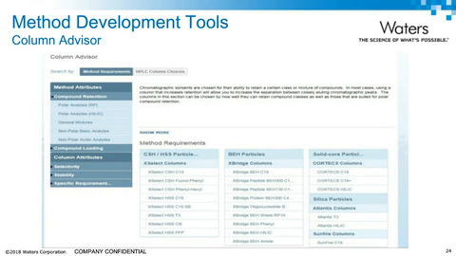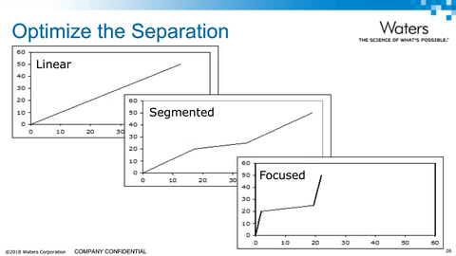We're all familiar with linear gradients, and we can use gradients to optimize a separation. Linear gradients, as we all know, start with a low percentage of B and go to a high percentage of B in a pretty regimented way. It's in a linear fashion. If we're interested in the peaks that come out at the beginning of a gradient or at the end of a gradient, but we just want to slow it down just a little bit where our peaks of interest come out, we would use a segmented gradient.